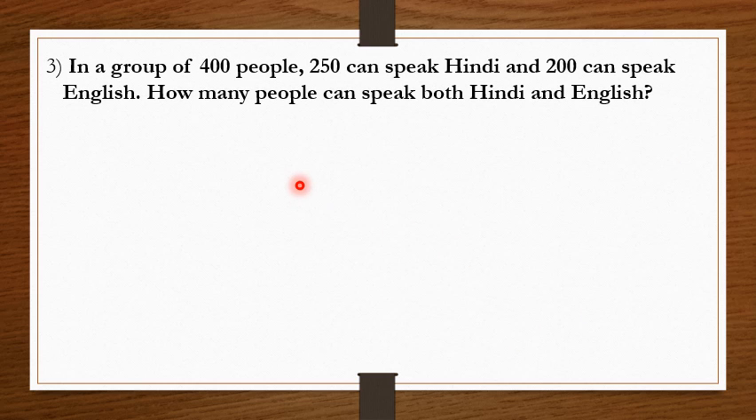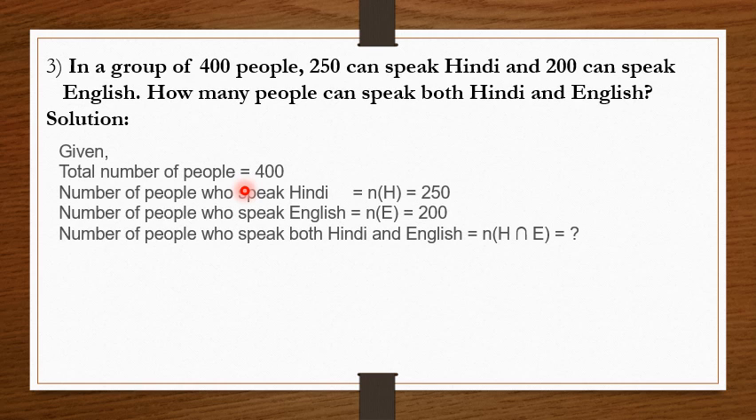Next question is, in a group of 400 people, 250 can speak Hindi, 200 can speak English. The question is, how many people can speak both Hindi and English? Here is also a direct question. So what are the given things? Total number of people is 400. The number of people who speak Hindi is 250. The number who speak English is 200. And the number who speak both Hindi and English is unknown. That is, we don't know.